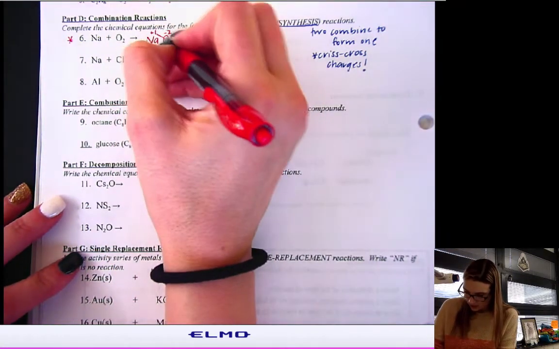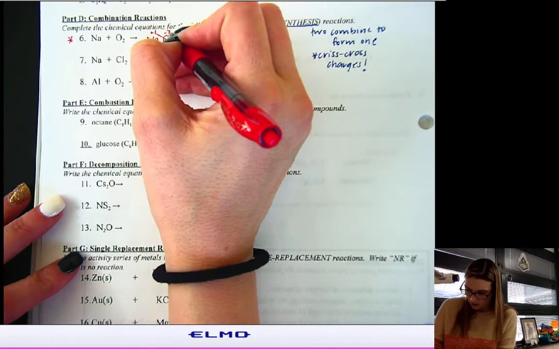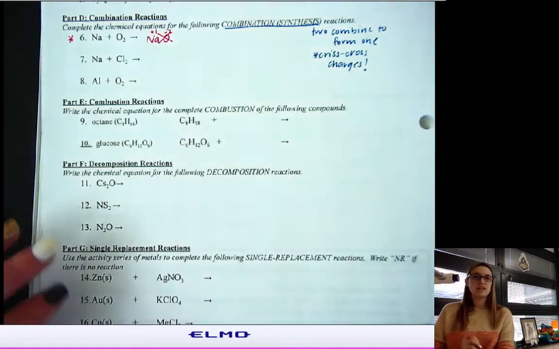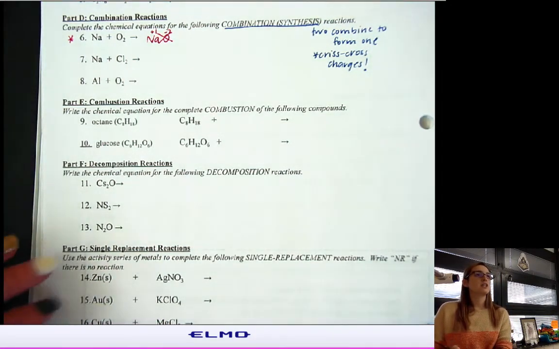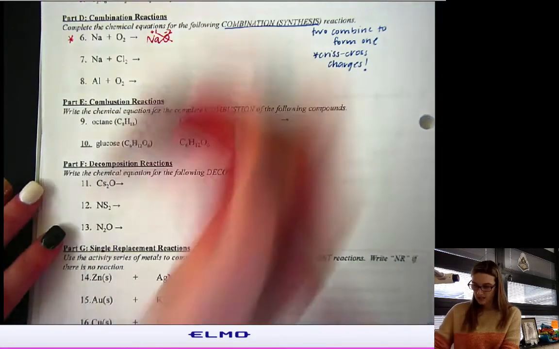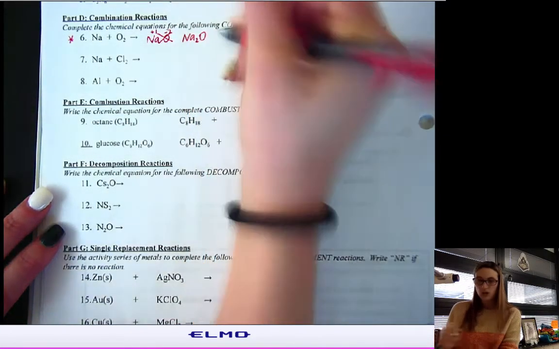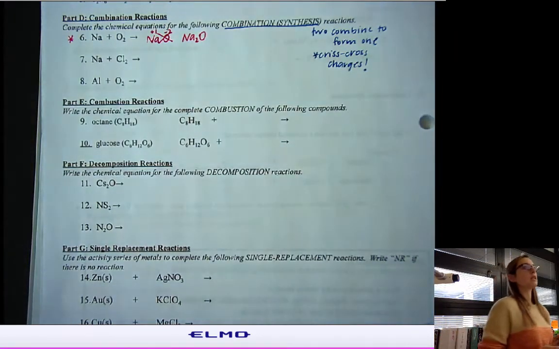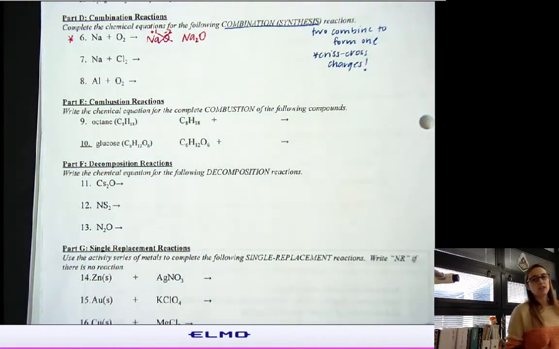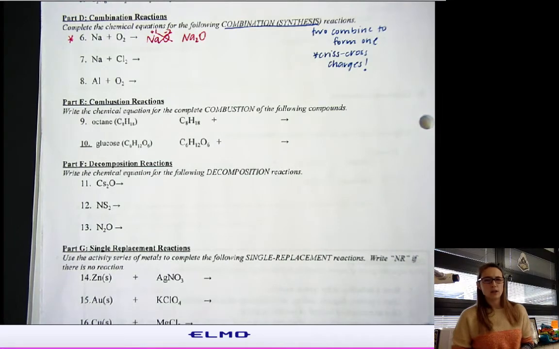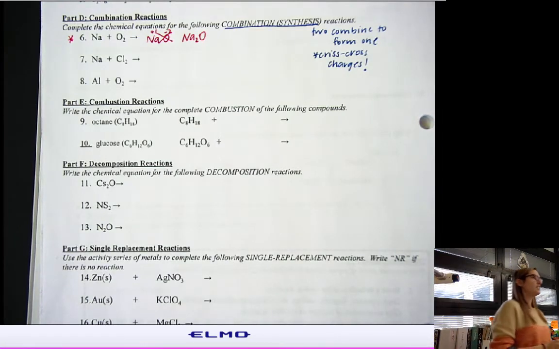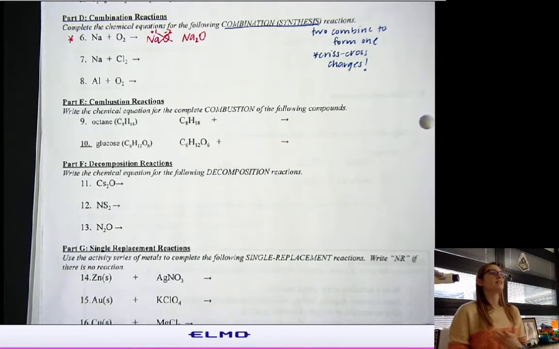All right, when I crisscross, the 1 comes down after the O, the 2 comes down after the Na. You're just crisscrossing the numbers, not the plus and minus. We end up getting Na2O. Now, if you look at this and you're like, well, yeah, but now I don't have equal numbers of Na's and O's on both sides. No, that's why we go back and actually balance the equation.